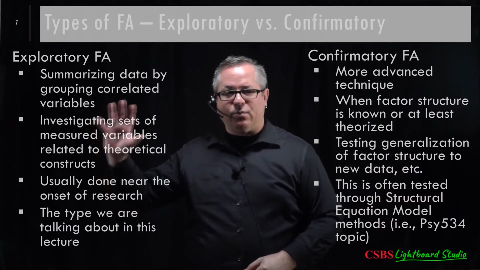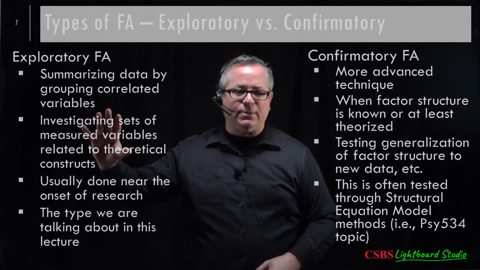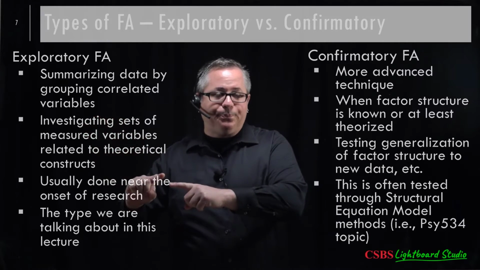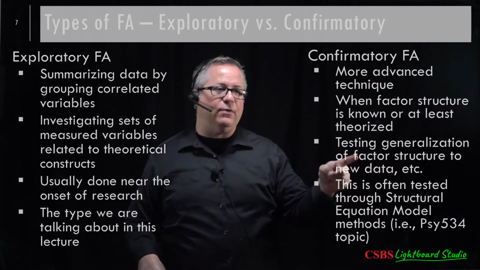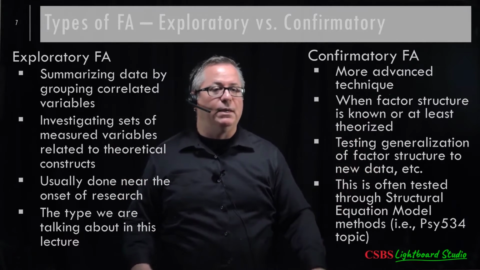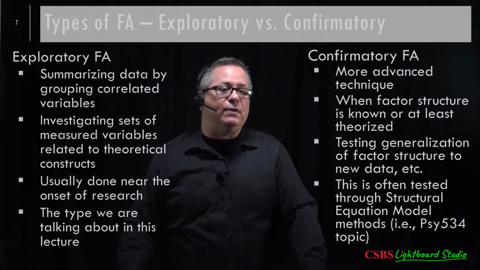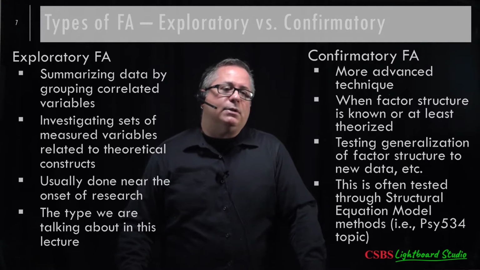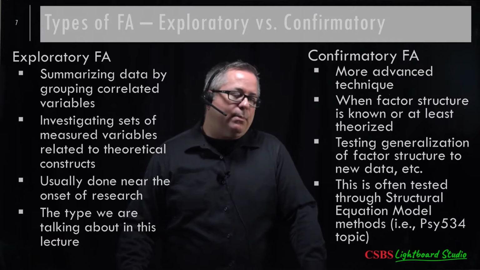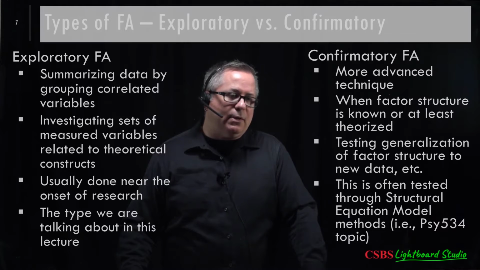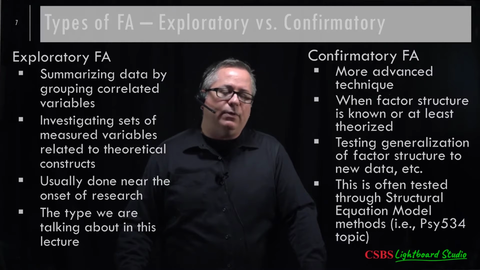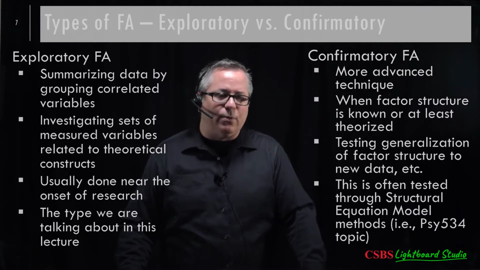So if I find that there's a 3-factor structure for a set of items I have, I can then go in confirmatory and try to confirm that 3-factor structure on new data to see if it actually does fit and really does explain and generalize to new data on the same scale. This is often tested through things like structural equation models or latent variable models or whatever term you like. And we're going to talk a lot about that in Psy524, the latent variable modeling course. That's going to be basically the foundation for most everything we talk about in there.